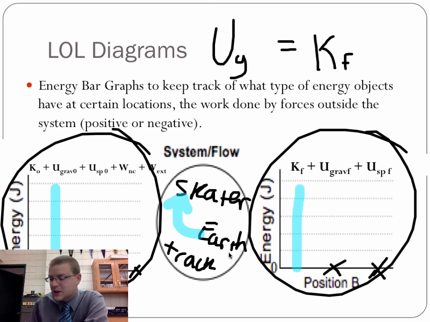When we look at a scenario, we're trying to write down what energies objects have at different locations. Once we write an LOL, or an energy bar graph, we'll be able to establish an equation for our problem just based on energies at two locations.